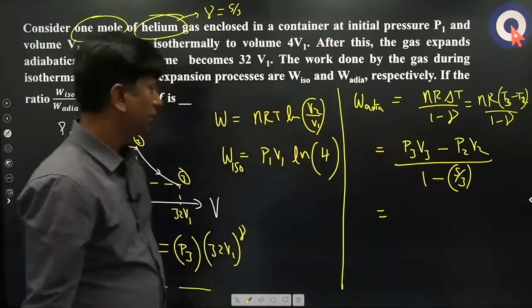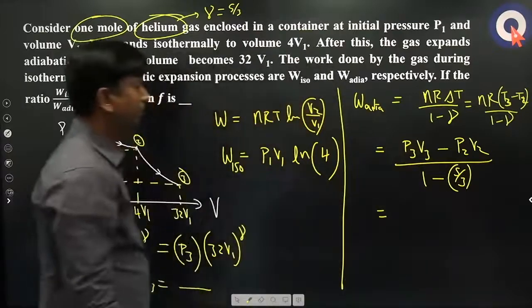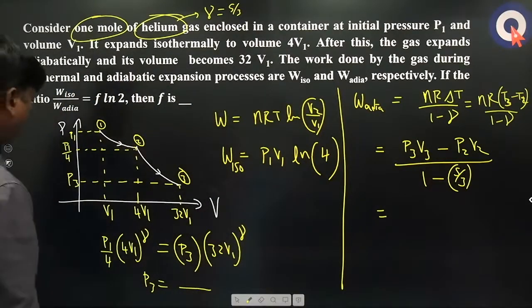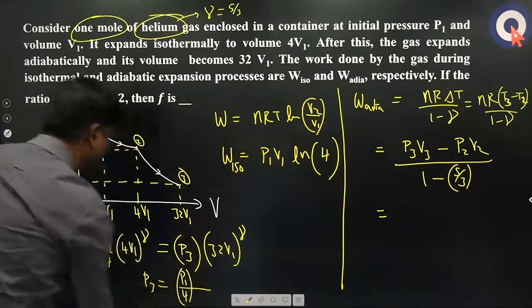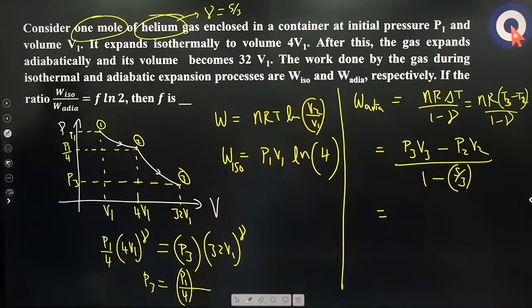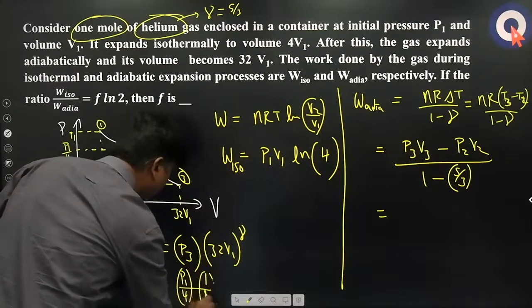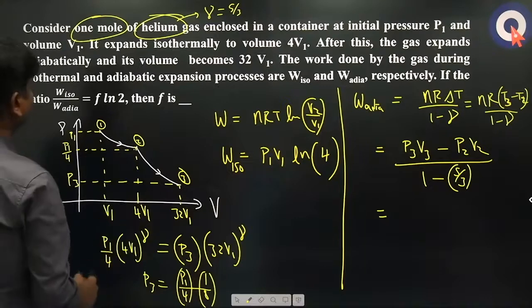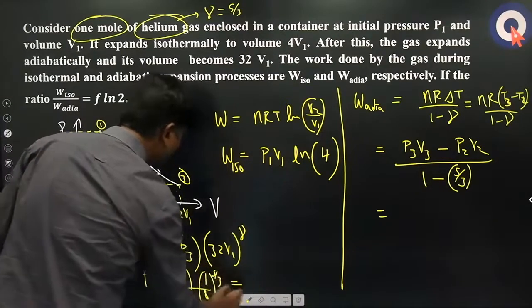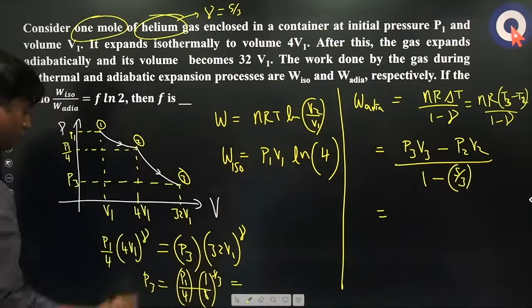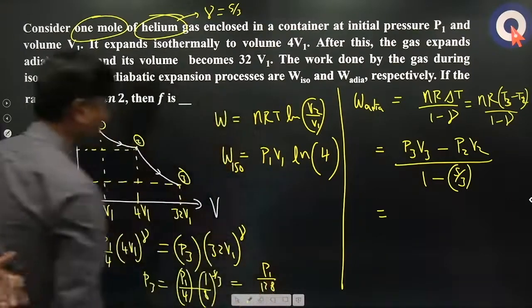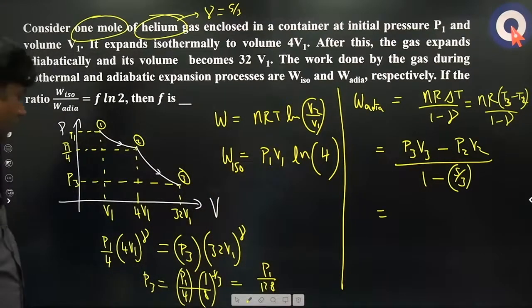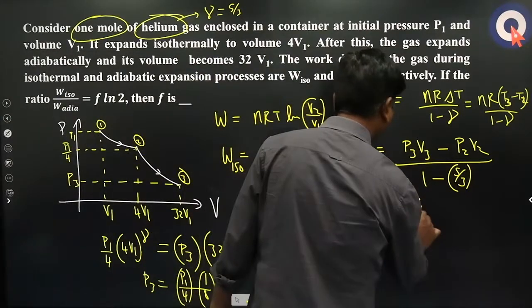P3 is there, P2 V2. So this also you will be getting in terms of P1 V1 and all, right? So P3 will be P1 by 4 into 4V1 by 32V1, whole power gamma. So 1 by 8 whole power gamma, and the value of gamma is 5 by 3. So 1 by 8 whole power 1 by 3 is 1 by 2. So 1 by 32, so P1 by 128. Okay, so that is P3, right? So P3 is actually P1 by 128, and what is V3?